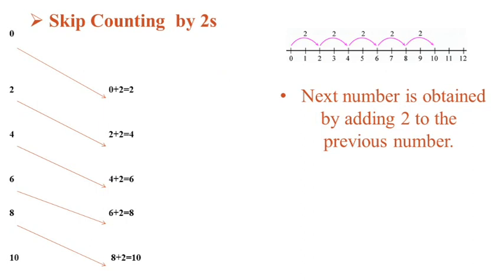So children, you can see skip counting by 2s. The next number is obtained by adding 2 to the previous number. So here, when we start at 0, we add 2 to get a 2. 0 plus 2 will get a 2. Again we add 2 to the 2. 2 plus 2 equals 4. Then 4 plus 2 will get a 6. 6 plus 2 will get an 8. And 8 plus 2 will get a 10.